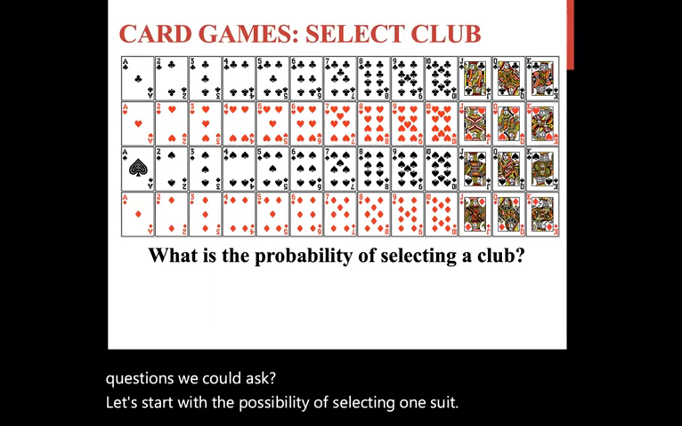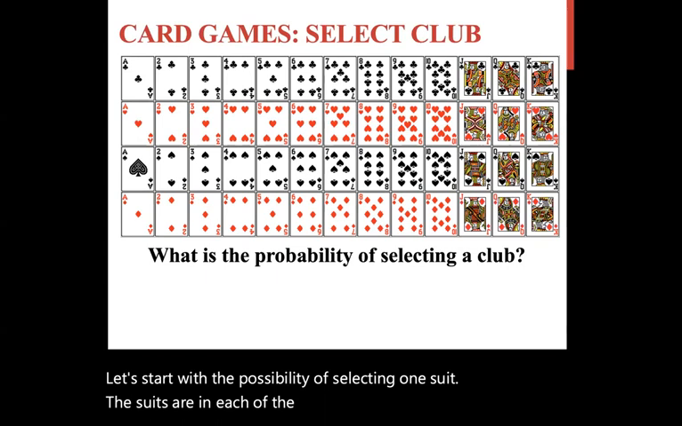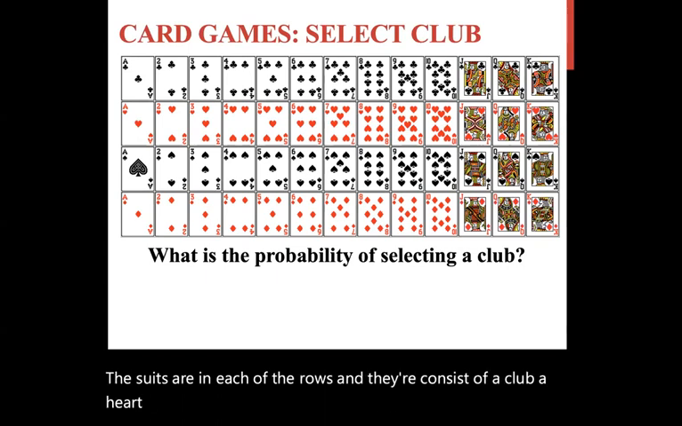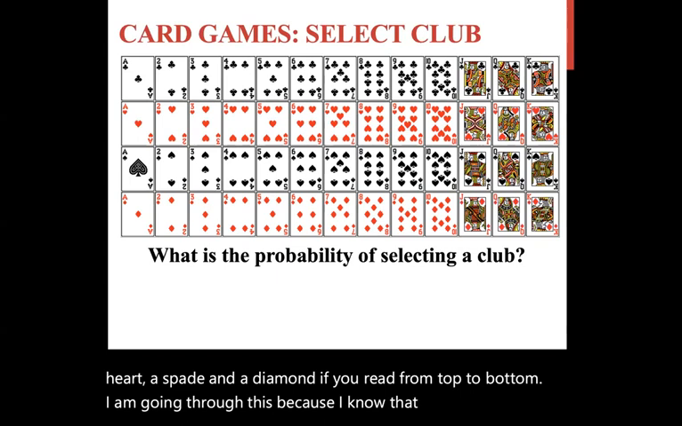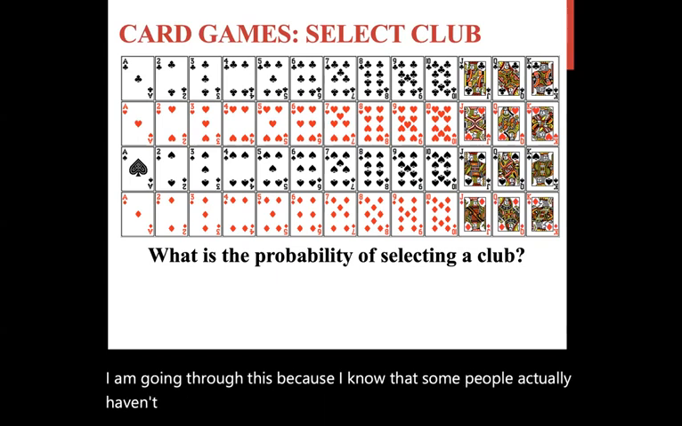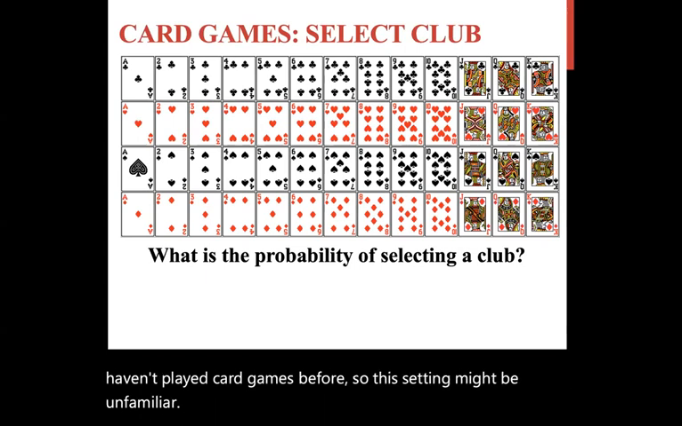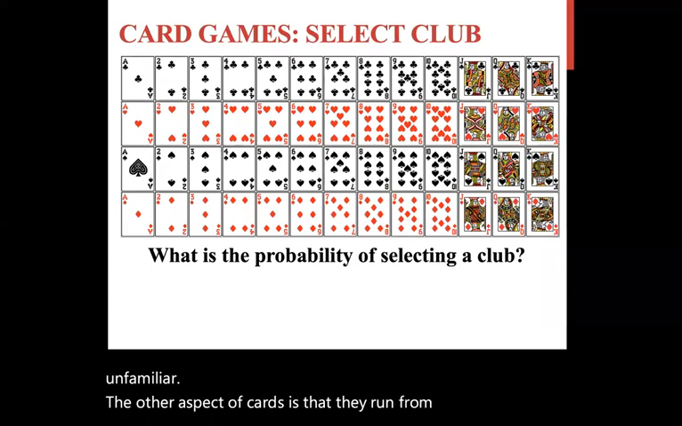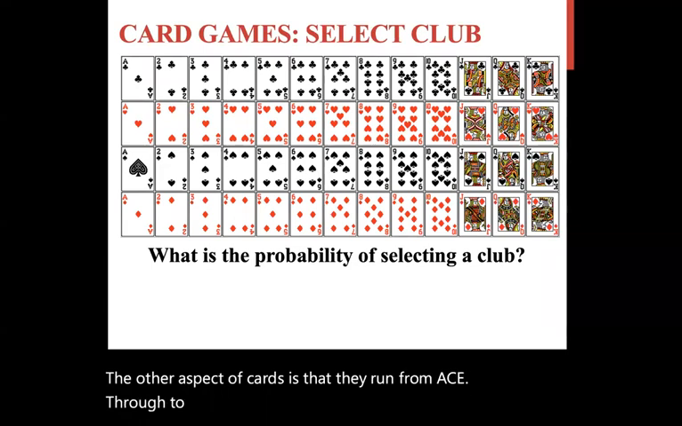The suits are in each of the rows, and they consist of a club, a heart, a spade, and a diamond, if you read from top to bottom. I'm going through this because I know that some people actually haven't played card games before, so this setting might be unfamiliar. The other aspect of cards is that they run from ace through to 10, and then jack, queen, and king.